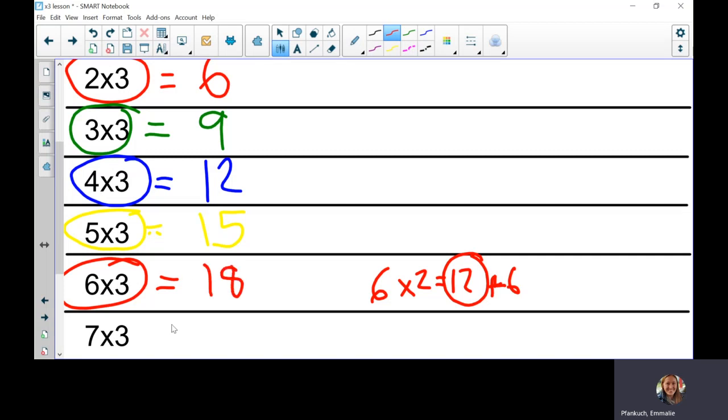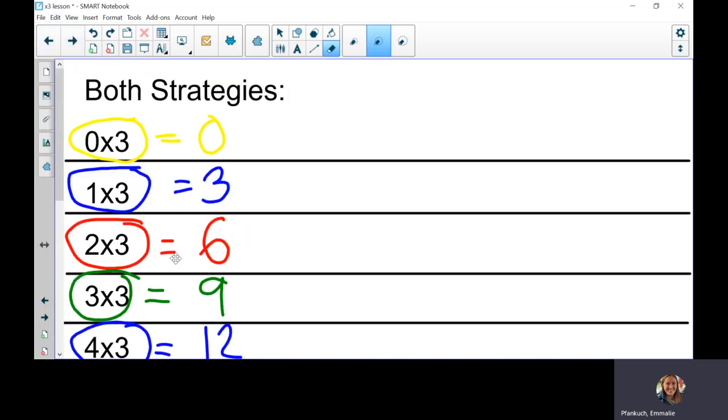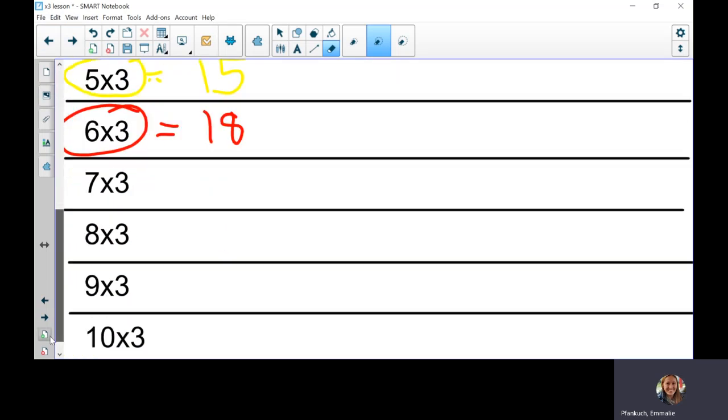So maybe you like that strategy best. It's up to you guys. You guys pick one that is easiest for you to remember. And pretty soon we're going to memorize these and we won't even need any of these strategies. But if we get stuck, we totally have them. Let's look at 7 times 3.